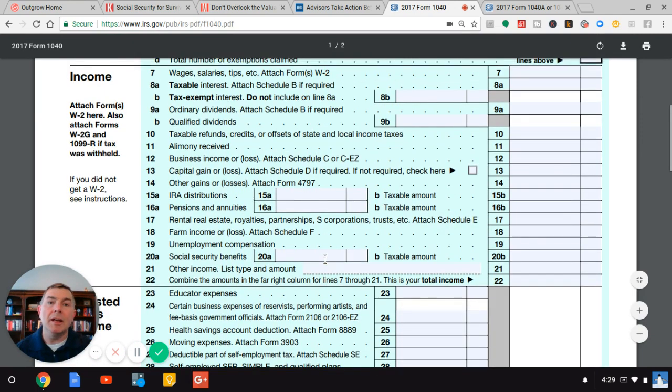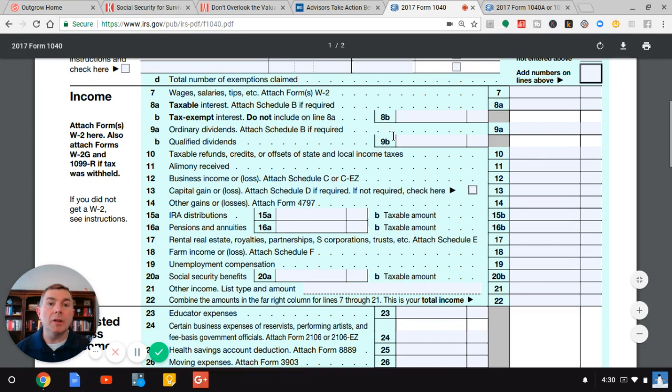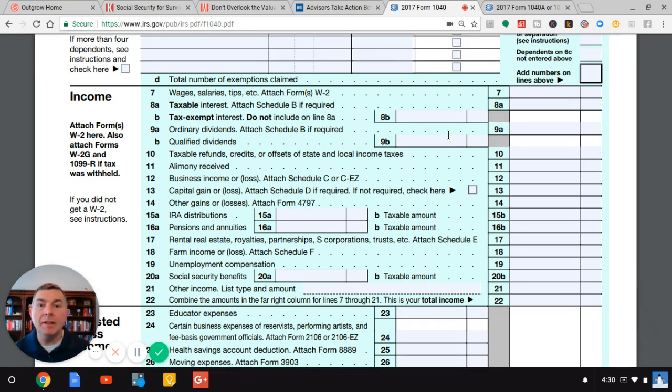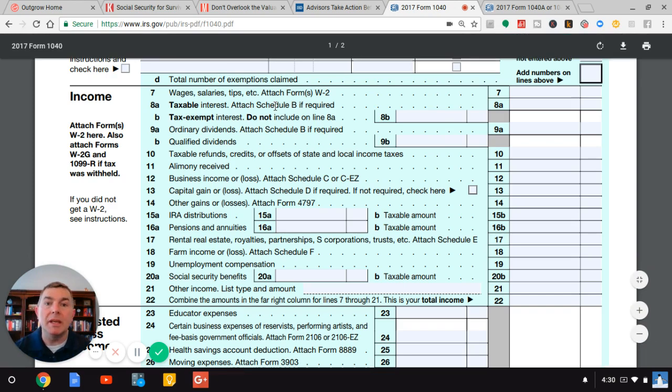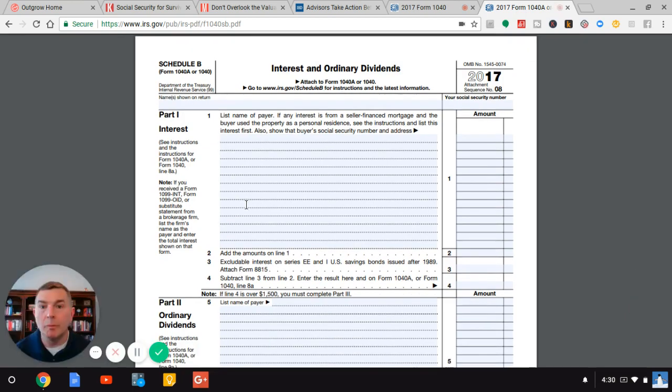AGI is just the amount of money that you received, adjusted gross, before you take your deductions. That's all it is. AGI is the amount you have of income before you take your deductions. So we want to be very, very conscious of these numbers right here, and you can find these on Schedule B. So let's look at Schedule B. It's ordinary dividends, and it will be qualified as well.